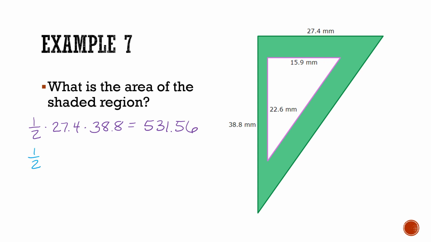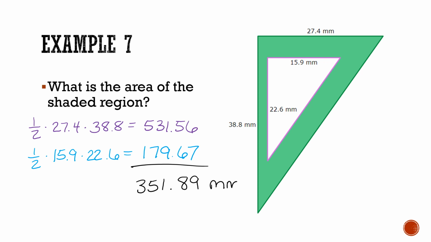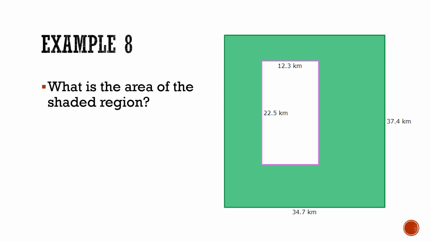So a half times the base of it, which is 15.9, times the height, which is 22.6. Again, be very careful entering all of that. So 15.9 times a half times 22.6 is 179.67. And we'll subtract those, which leaves you with 351.89 millimeters squared. Pause your video and try example 8.